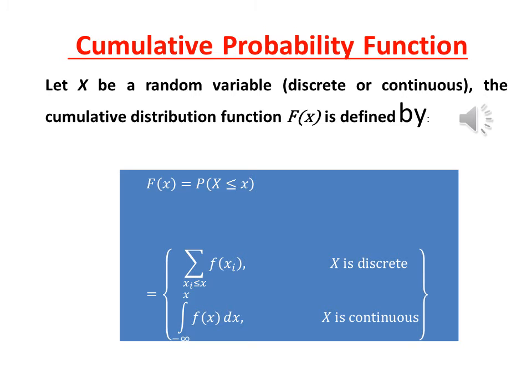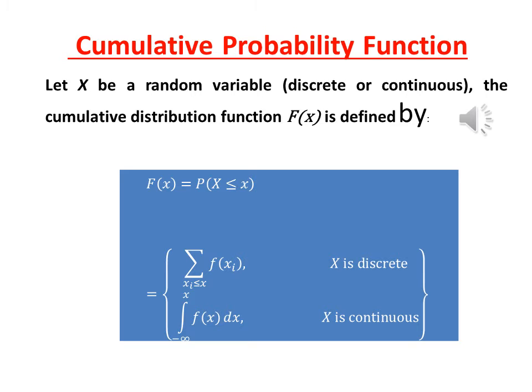Let x be a random variable, discrete or continuous. The cumulative distribution function, with the symbol capital F of x, is defined by capital F of x equal to the probability that the random variable is less than or equal to a certain x. So the probability of X less than x.